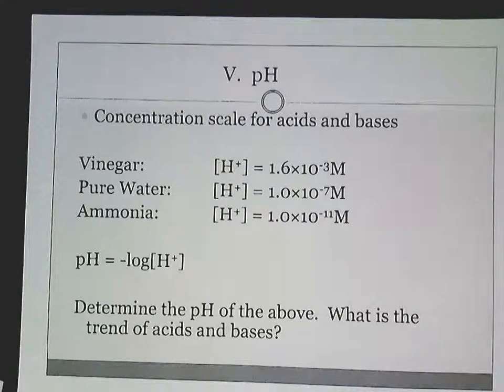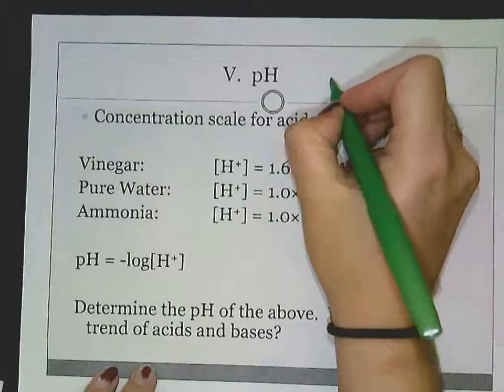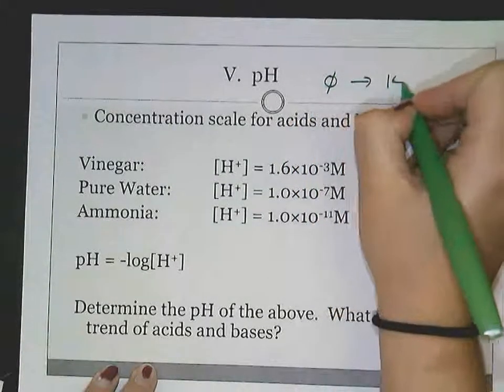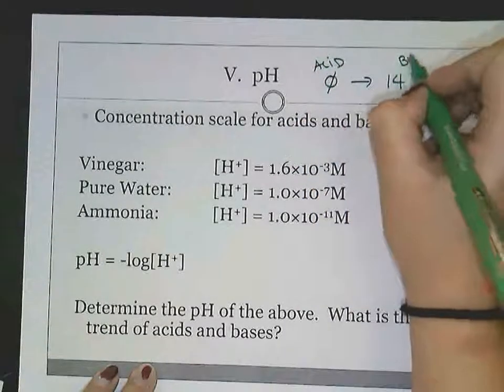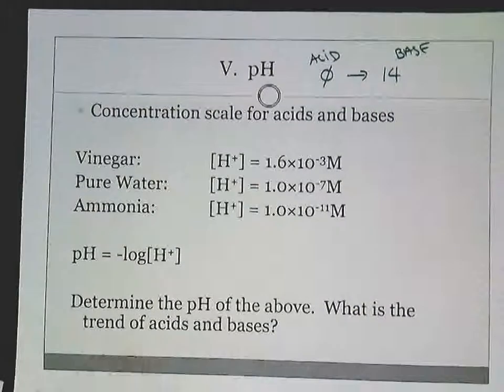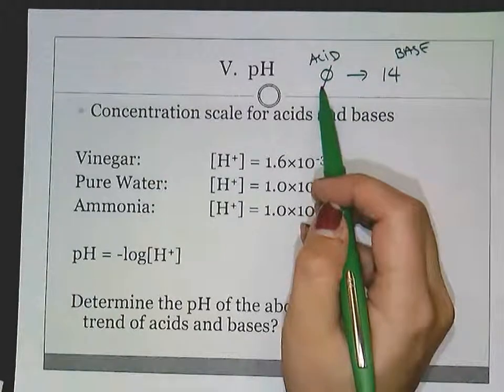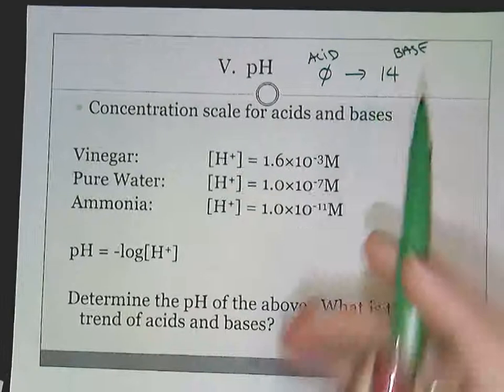Anyone happen to know what range the pH scale works from? Yeah, it goes 0 to 14, where 0 is the acid end of it and 14 is the basic end of it. So the more acidic, the lower the number; the more basic, the higher the number.